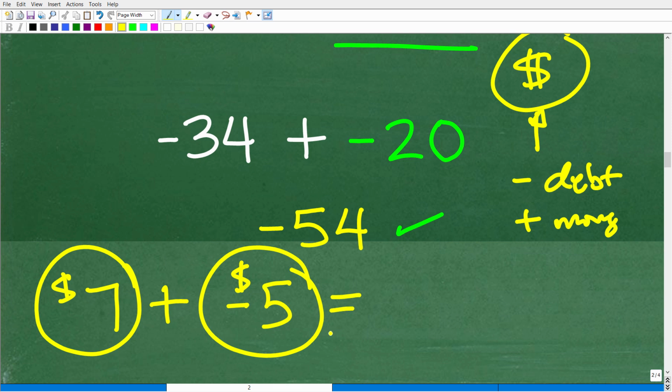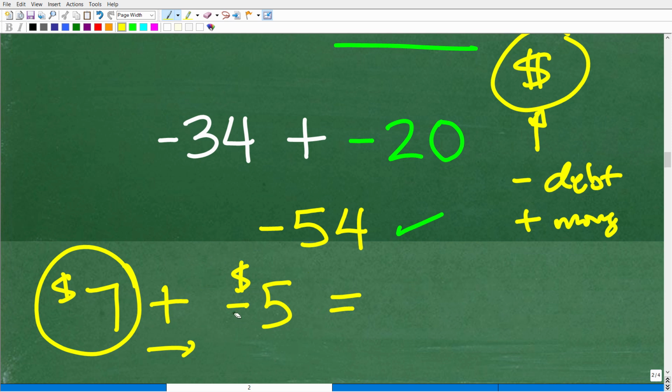So what is your financial situation? Well, out of your $7, you'd pay back your friend because you're just a good friend like that, and you'd be left with what? You'd still have $2 to your name. So 7 plus negative 5 is positive 2. Right, so hopefully that makes sense.